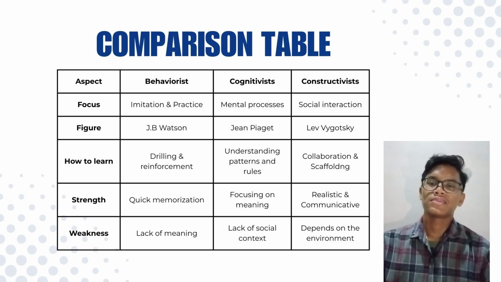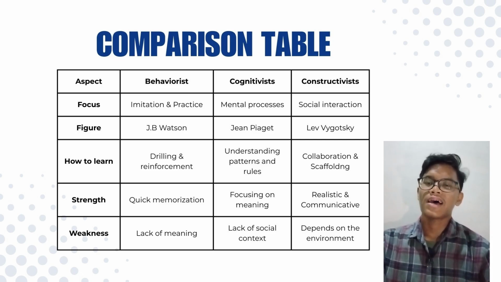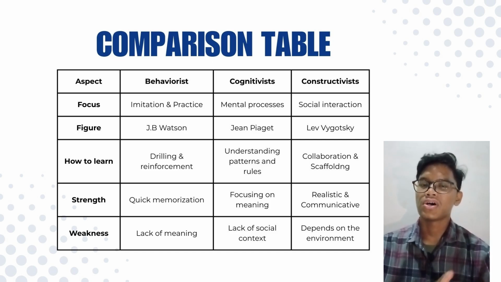While cognitivists, with Piaget as the main figure, focus on mental processes, learners understand patterns and rules. The strength is that it emphasizes meaning, but it does not give much attention to social interaction.